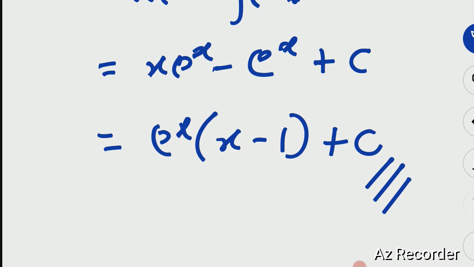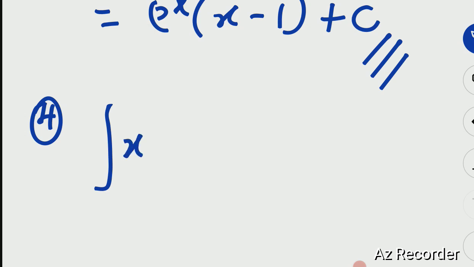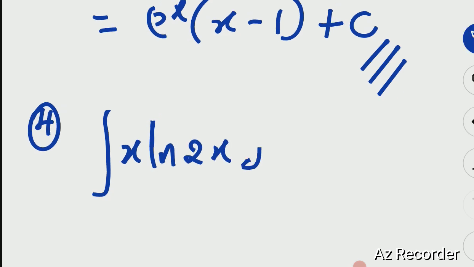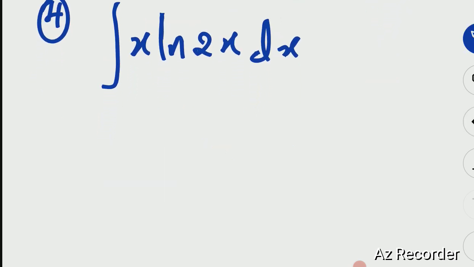Now let's move ahead. Let's move to the case where we have number 4: the integral of x ln 2x with respect to dx. Looking at ILATE, ILATE tells us that logarithm comes before algebra, so take the logarithm to be u first.